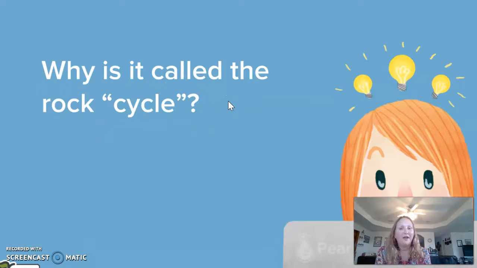Why is it called a rock cycle? I'm seeing some more clear understanding that it's the rock cycle because it goes around and around and never ends, that the different rocks can change into each other. You're having some good clarification about what the rock cycle is and why it is called a rock cycle.